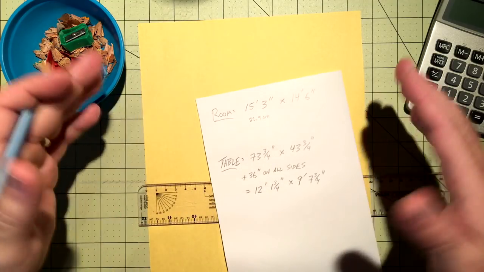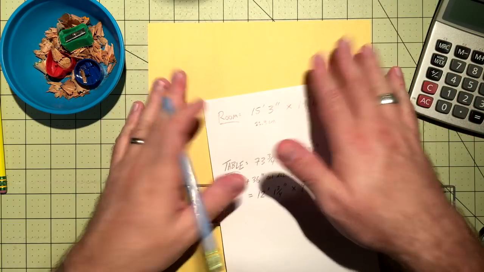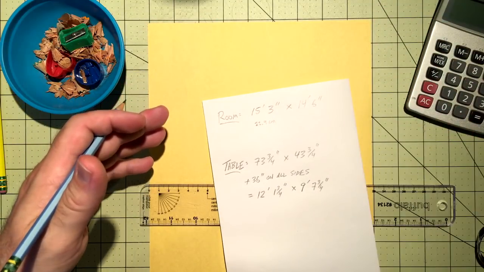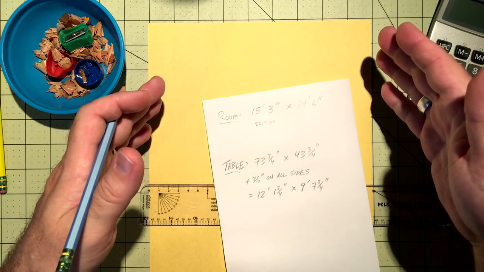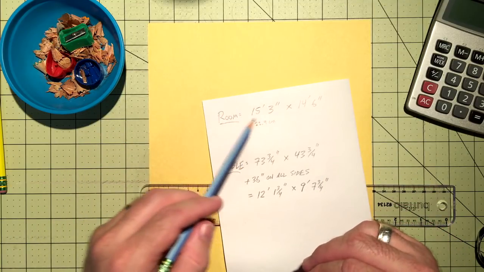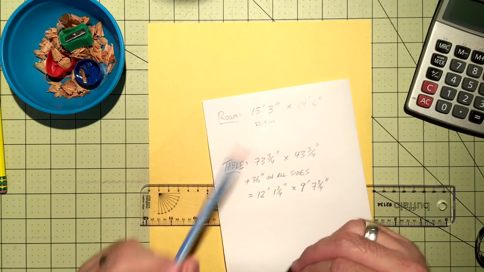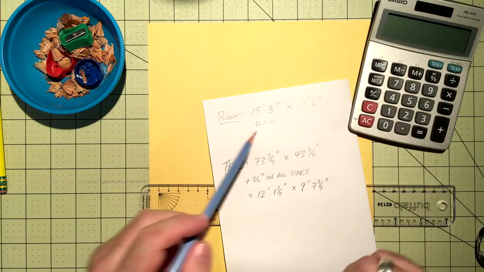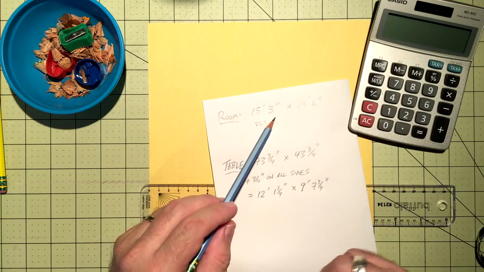So what I'd like to do is I'd like the short dimension of the construction paper to represent the long dimension of the nearly square room. So we need a way to convert our 15 feet 3 inches to 22.9 centimeters. 15 feet 3 inches is 15.25 feet.